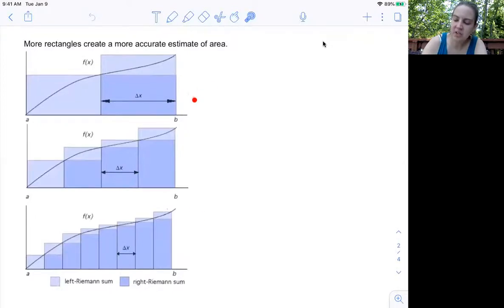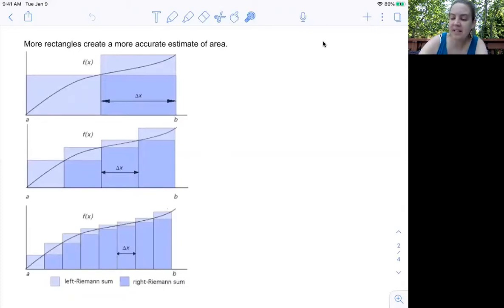So in this first one, I've got two rectangles. It's an okay estimate, but it's not that great. Then when we get to 4 rectangles, this is getting a little bit better. And then when we get here to 8, it's really starting to estimate the area under the curve. If I took those 8 and turned them into 16, that would be better. 32 would be even better. 64 would be even better. But then what would be the best?